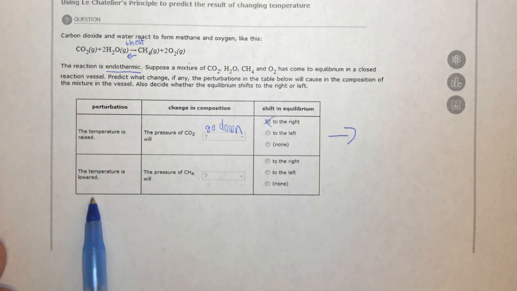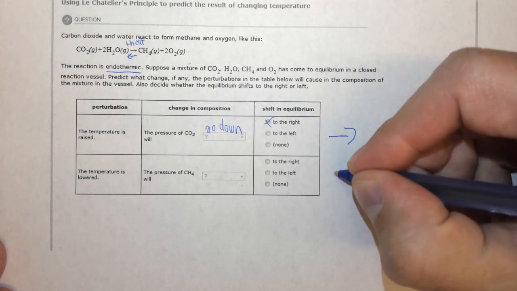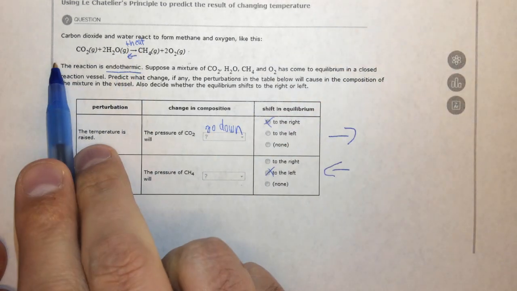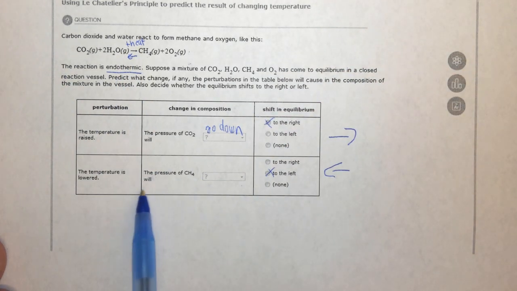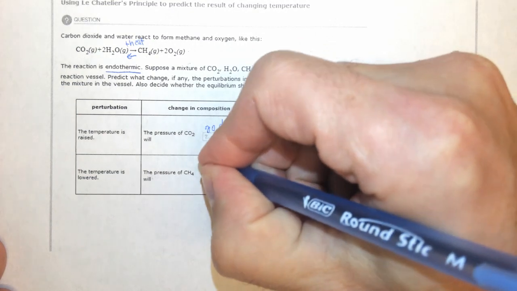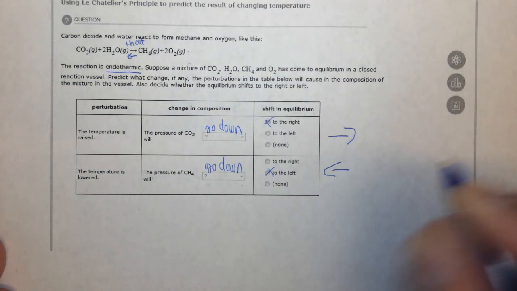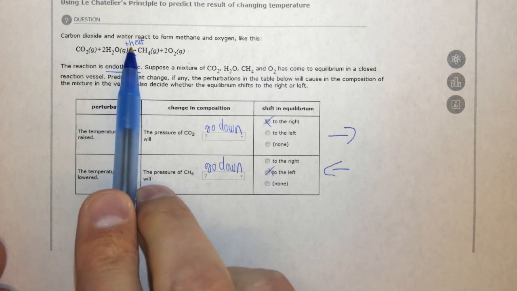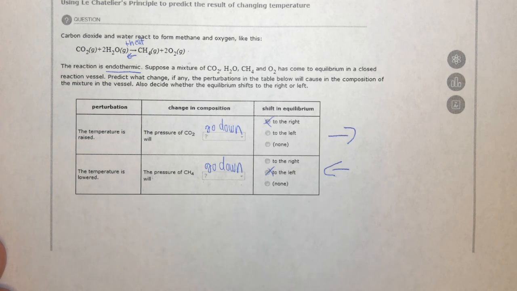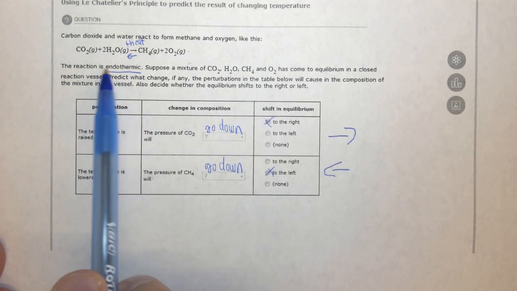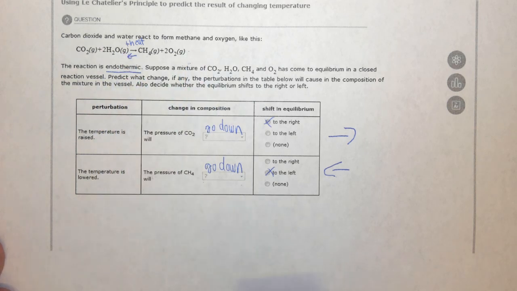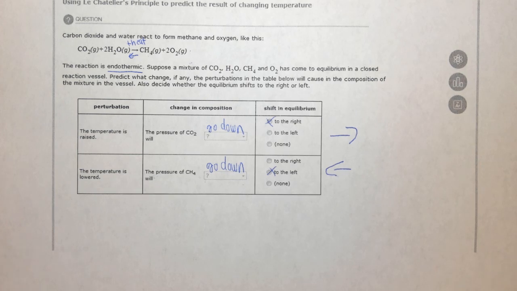In the second case, the temperature is lowered, which means the reaction will shift to the left in order to add more heat in. So the pressure of methane will also go down, because the reaction shifts to the left to increase the amount of heat. The methane is consumed when that occurs, and the pressure will go down. So again, if it's an endothermic reaction, think of heat as a reactant. If it's an exothermic reaction, think of heat as a product, and that will help you to solve these problems.